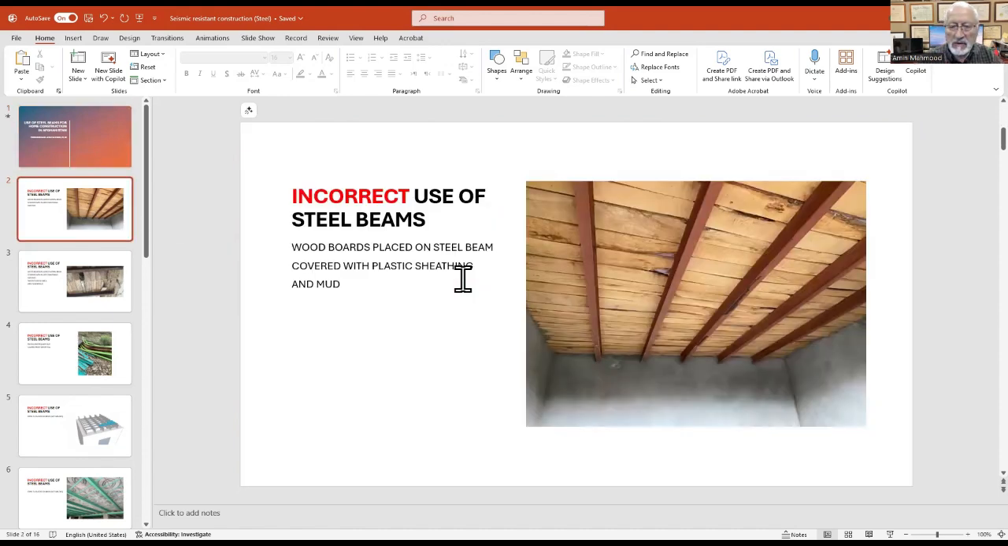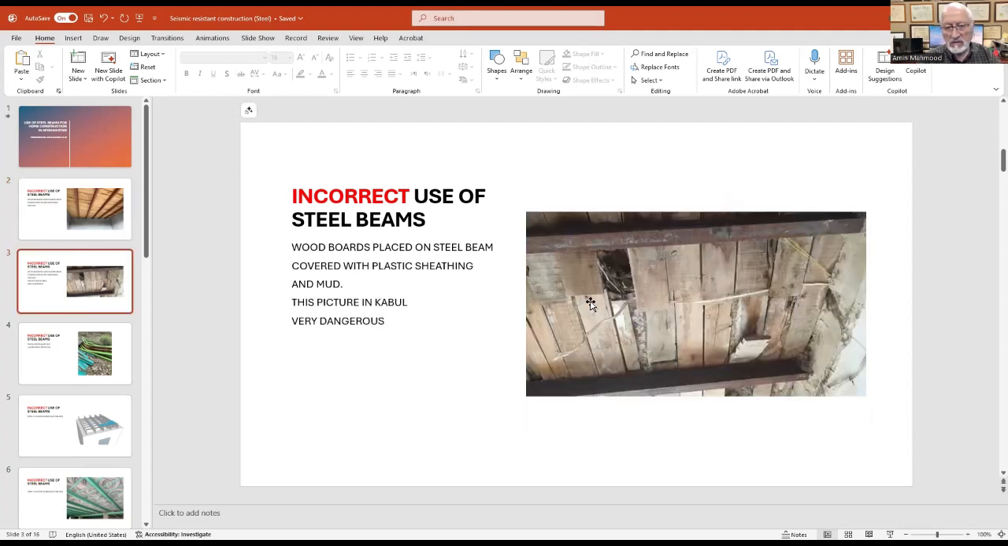This is a picture of the current use of how beams are used. These are steel beams, very closely spaced, which is very uneconomical. Wood boards are placed on top of the steel beams, covered with plastic sheathing and mud. You can see plastic is visible through here. On top of it, they just put mud, which is called Cargill, which is very dangerous because the beams are not secured in place, and weight is added without taking full advantage of the steel capacity. So this is an incorrect way of using it.